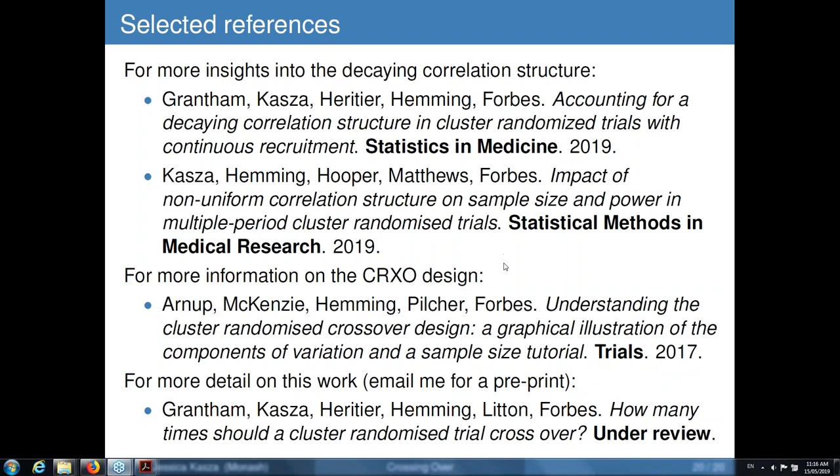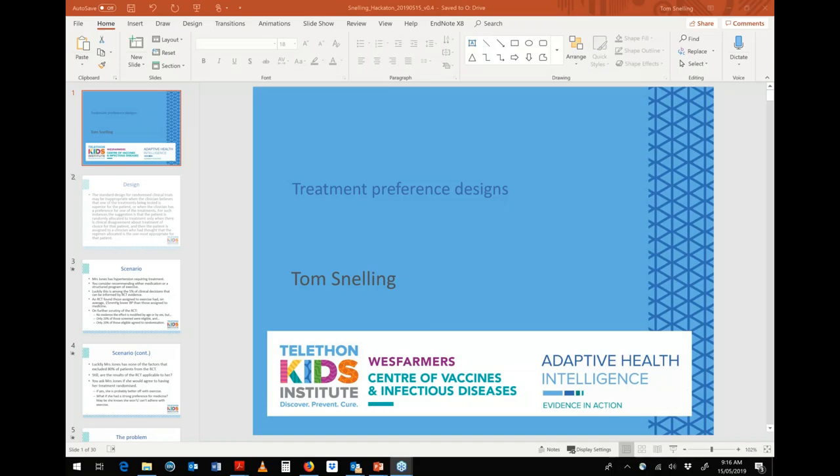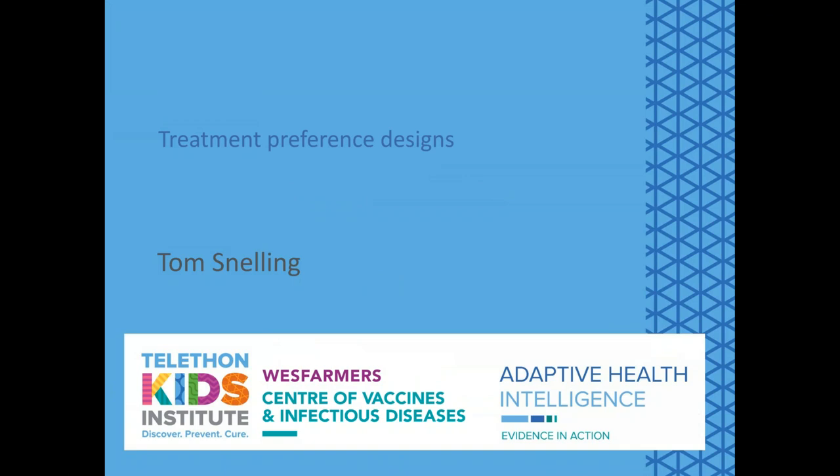So our second innovative trial design talk is presented by Professor Tom Snelling, who's a pediatric infectious diseases physician, and we'll see him in a moment, at the Perth Children's Hospital, and he's the director of the Telethon Kids Institute's West Australian Centre for Vaccines and Infectious Diseases. His main research areas are in the implementation of health policy and clinical practice, and in particular, the evaluation of vaccination and other public health strategies to minimise the burden of childhood infectious diseases.